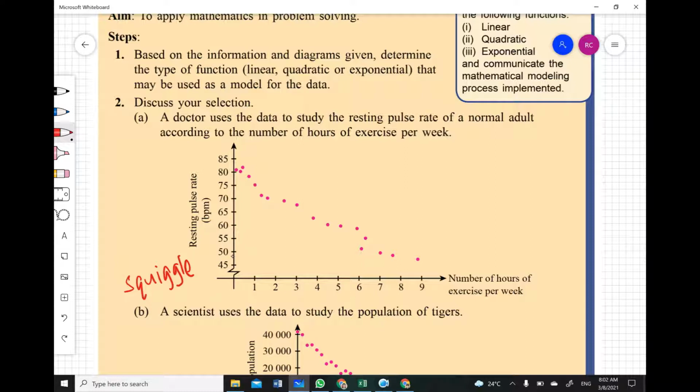The squiggle is used to indicate there is a gap in between, so that you start with a number that is very big. For example, if you exercise more than 9 or 10 hours, your pulse rate cannot be lower than 45, right? A healthy person cannot be lower than 45, or else you have a health problem already. That's why they have a squiggle over here, to indicate that the normal one actually starts from 45 up to 85, and then it cannot be more. If your beats per minute is too high, it is also a very dangerous situation.